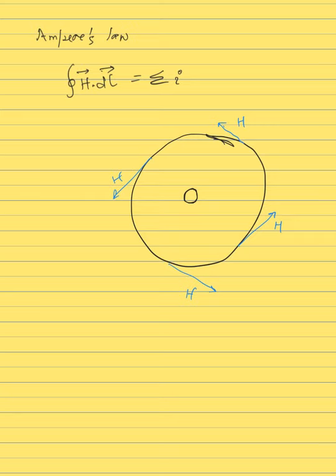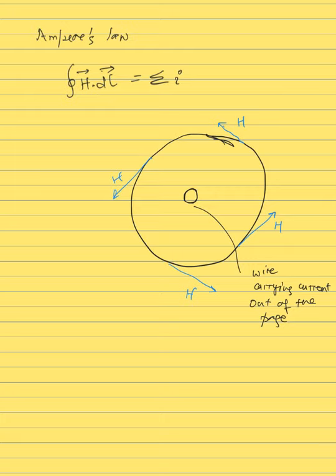So the center is, this is the wire carrying current out of the page. That is how we got the counterclockwise direction for the magnetic field.